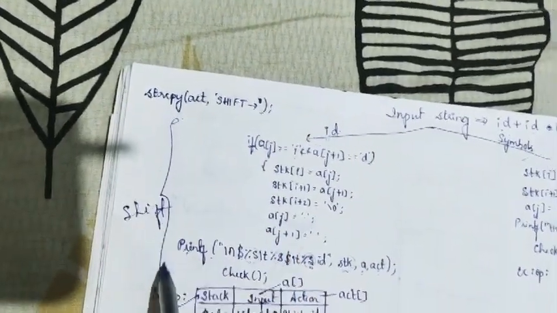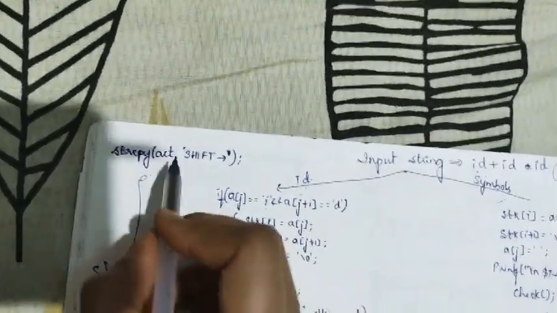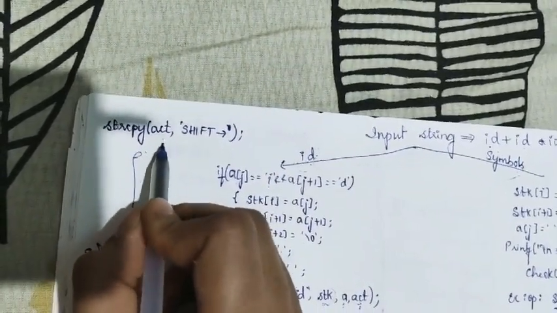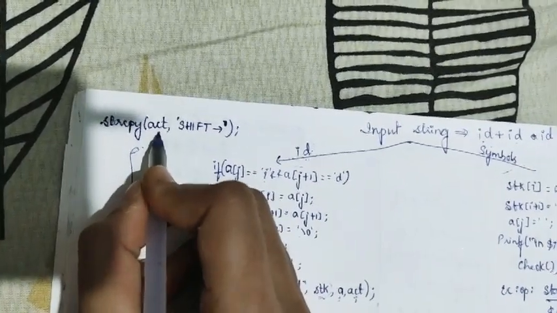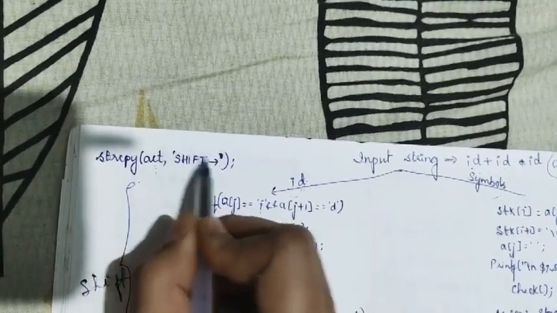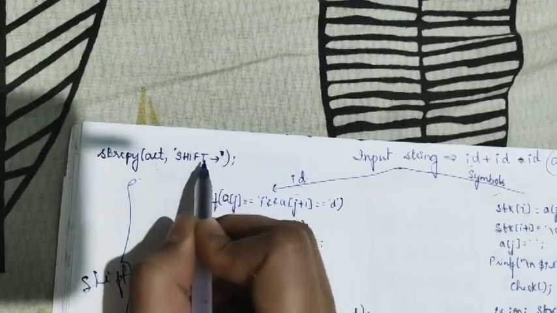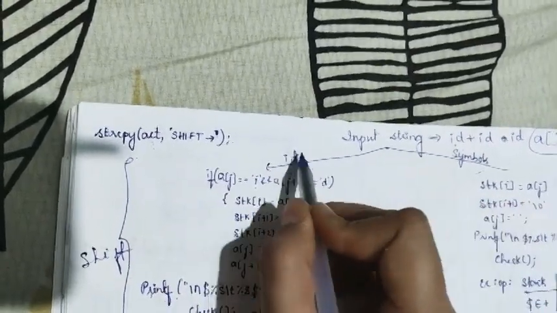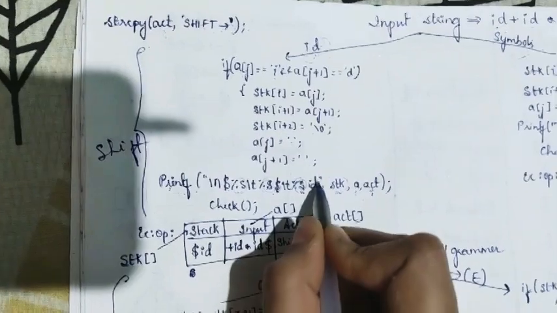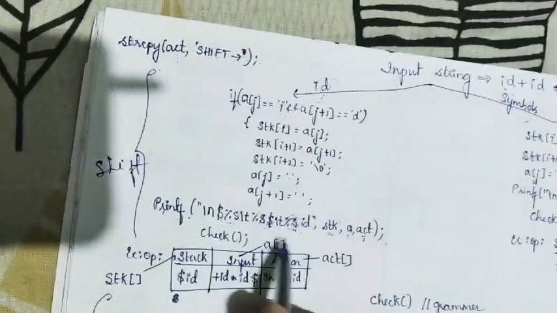As I said, this is the shift part. In the shift part, this action is stored in an array called ACT. ACT is an array in which we store this action, and we have already used string copy of ACT with shift. But now I should decide whether I will write shift ID or shift symbol. If we have encountered an ID, I am typing shift ID here. If we have encountered a symbol, I am typing symbol here. So this is how this particular table is being generated.